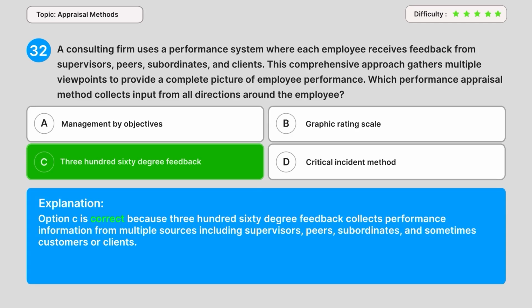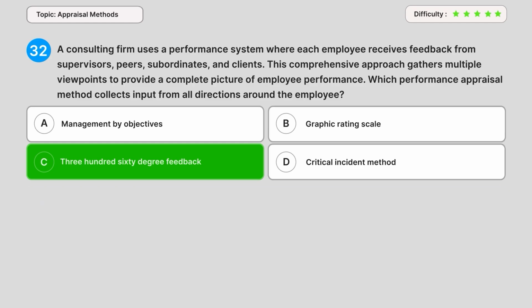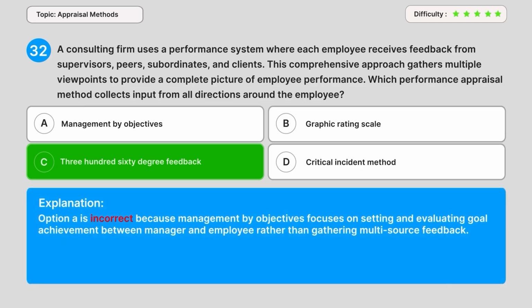Explanation. Option C is correct because 360-degree feedback collects performance information from multiple sources, including supervisors, peers, subordinates, and sometimes customers or clients. Option A is incorrect because management by objectives focuses on setting and evaluating goal achievement between manager and employee rather than gathering multi-source feedback.